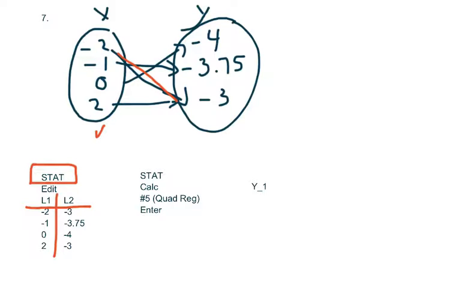Once you input that, you save it, then go back to stat, calculate, and you're going to hit number 5 for quadratic regression. And what you'll get is y equals 0.25x squared minus 4. Now, that gives you the answer of D on the test.